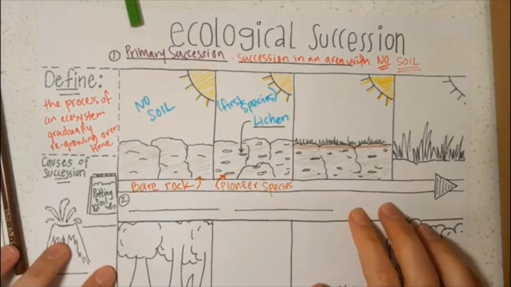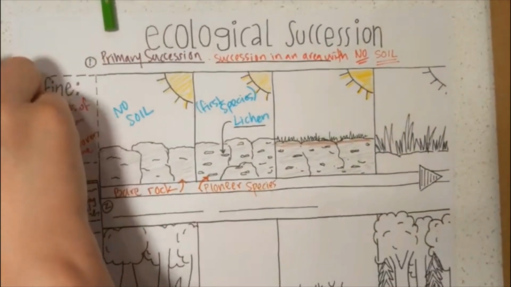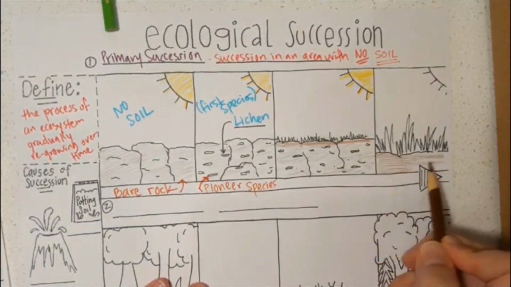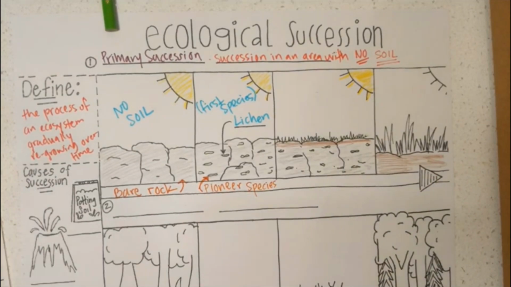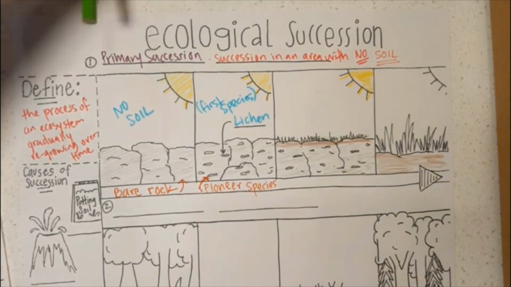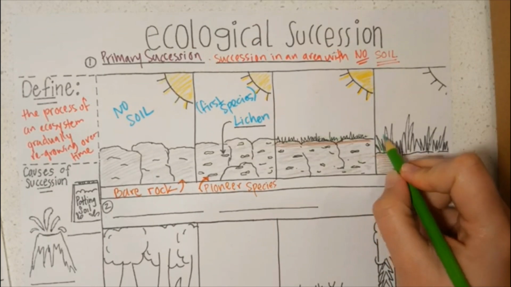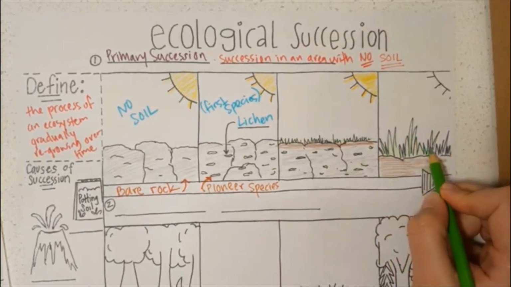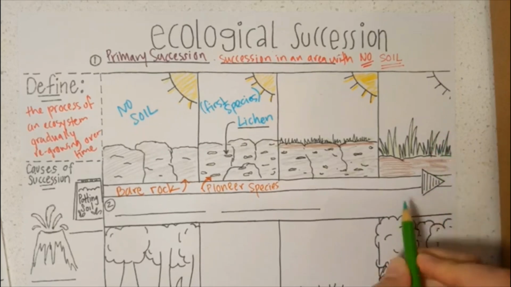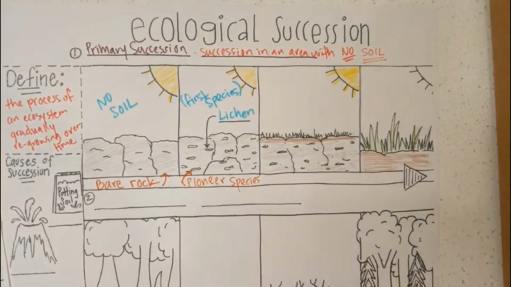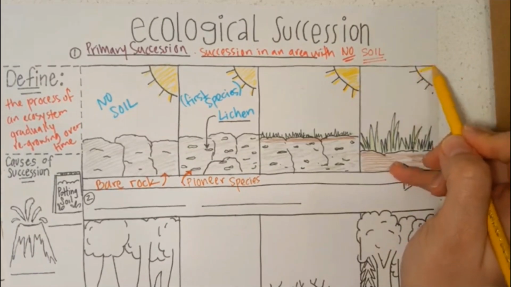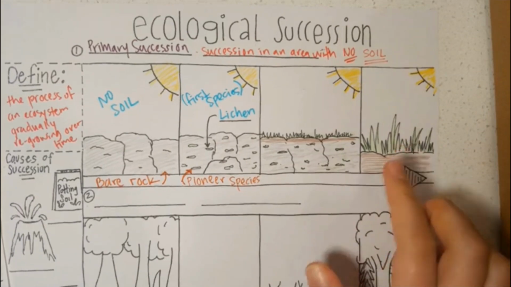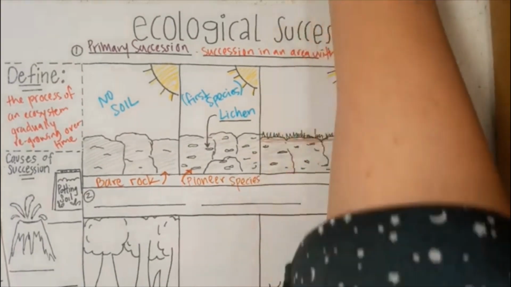Okay, and then over more time, more and more soil starts to form. With more soil, it can support more plant life. So here we have some taller grasses. And of course, we still have our sunlight. Okay. In this case, we are going to call this our climax community.